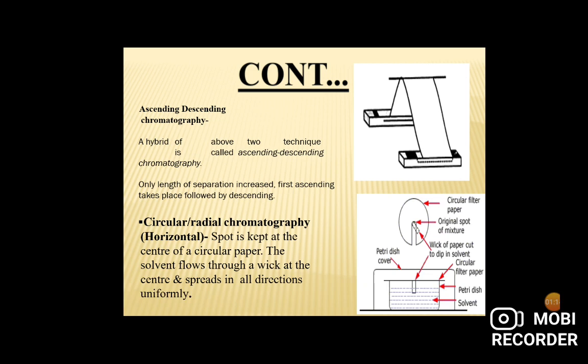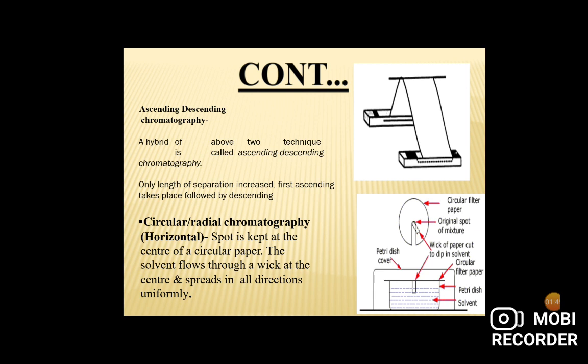Third one is ascending-descending chromatography. A hybrid of the above two techniques is called ascending-descending. Here the length of the separation is increased: first we ascend the paper, then we descend the paper. So on the basis of ascending and descending, the separation process will increase the separation time due to the increase in the running time of the spot.